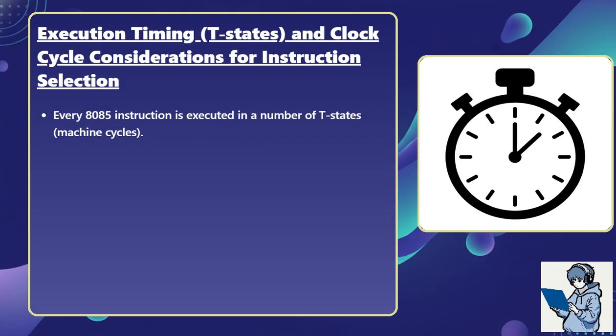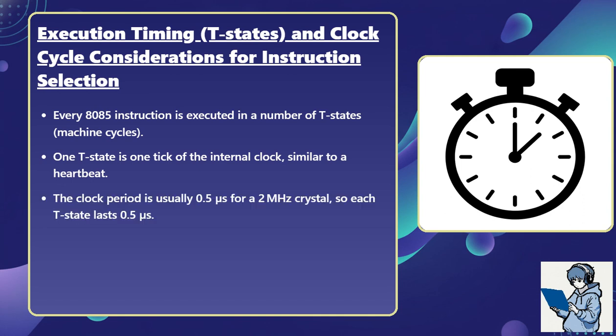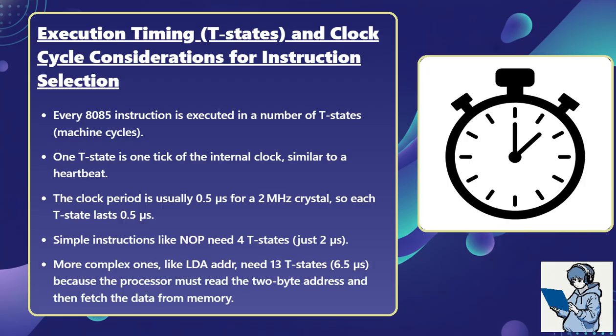Every 8085 instruction is executed in a number of T-states, machine cycles. One T-state is one tick of the internal clock, similar to a heartbeat. The clock period is usually 0.5 microseconds for a 2 MHz crystal, so each T-state lasts 0.5 microseconds. Simple instructions like NOP need 4 T-states, just 2 microseconds. More complex ones like LDA address need 13 T-states, 6.5 microseconds, because the processor must read the 2-byte address and then fetch the data from memory.